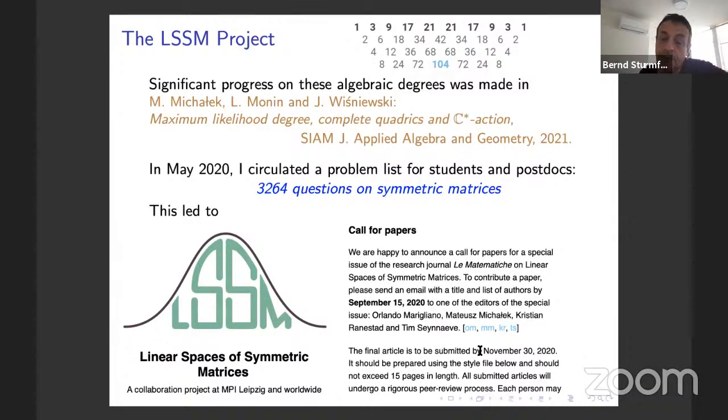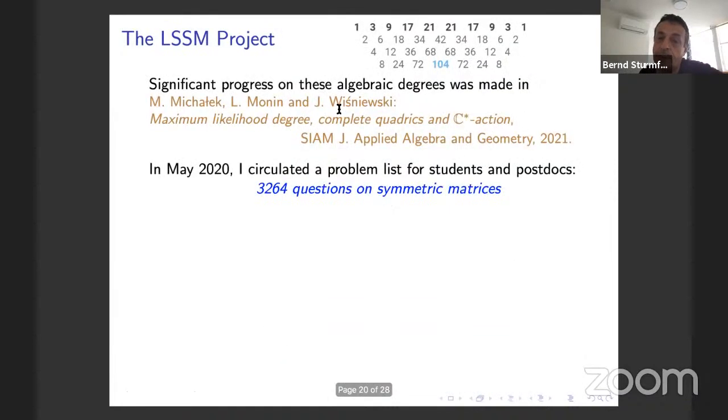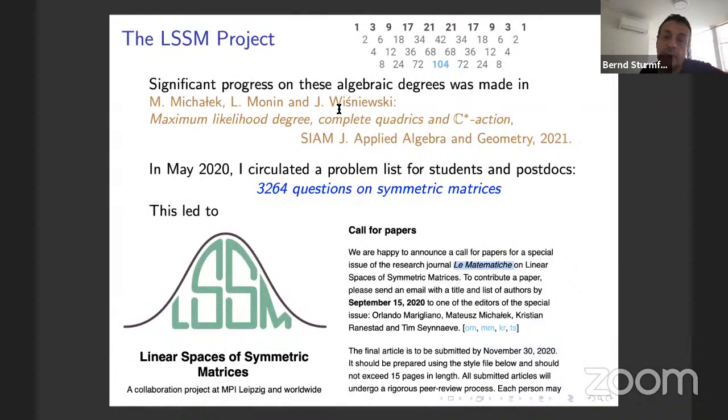There was a call for papers with the submission deadline towards the end of last year. The resulting papers are all collected now, and will be published very soon in this Italian journal, Le Matematiche. It's a Sicilian journal. This is a collection of, I think, 14 or 15 articles that make nice advances on various questions about symmetric matrices, including the ML degree and the degree of semidefinite programming, and lots of related questions in algebraic geometry inspired by this excellent paper by Michalek and collaborators.